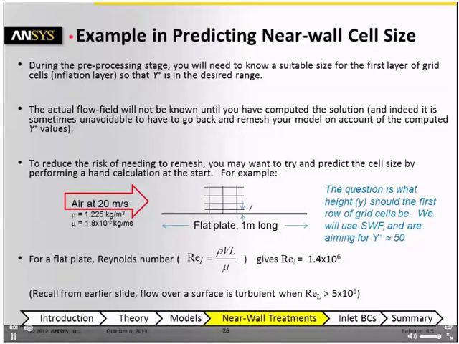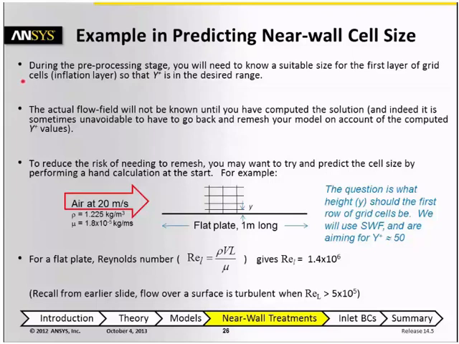From the previous slides, it's clear that the near wall modeling strategy needs to be selected before the mesh is created. So during the pre-processing stage, we need to know what distance from the wall for the first layer of grid cells corresponds to the target value of y plus that is suitable for the strategy that was selected. This can be complicated because y plus is dimensionless, but the grid is not dimensionless.